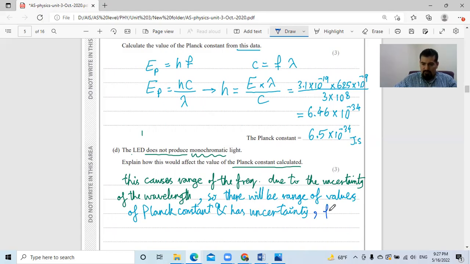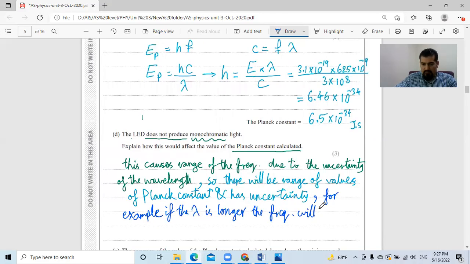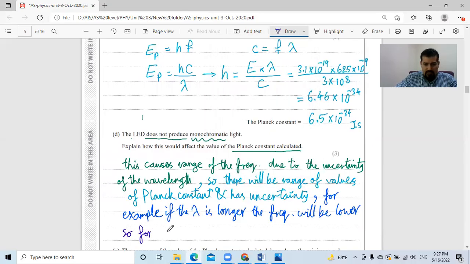For example, if the wavelength is longer, the frequency will be lower. So for the same energy, Planck constant will be lower.